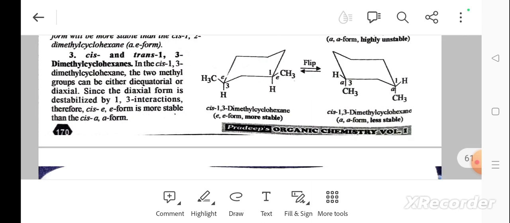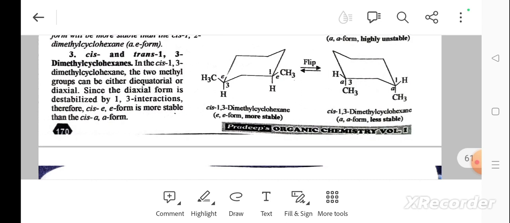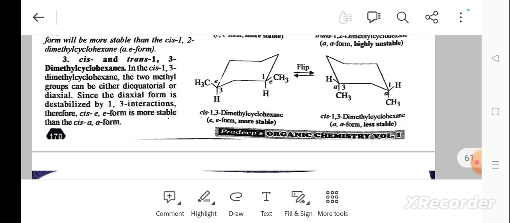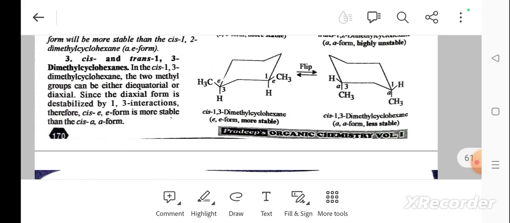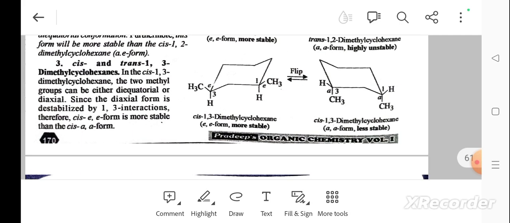Third, cis and trans 1,3-dimethylcyclohexane. In the case of cis-1,3-dimethylcyclohexane, the two methyl groups can either be diequatorial or diaxial. Since the diaxial form is destabilized by the 1,3-diaxial interaction, the cis EE form is more stable than the cis AA form.